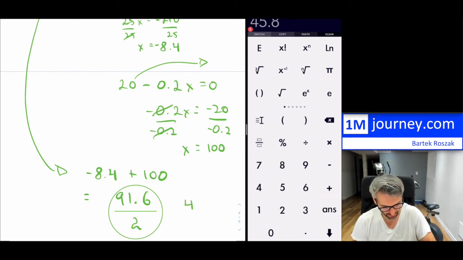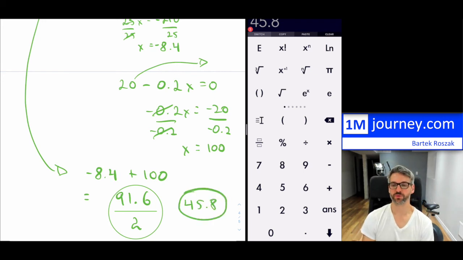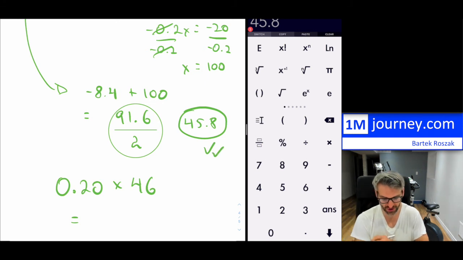This happens at 45.8. All right, so that's what we have. That's my x. That's how many discounts I would give. So I would give approximately 46 discounts, between 45 and 46 discounts. And what that means is, remember each discount is 20 cents, so 20 cents times approximately 46. That is my line of symmetry.